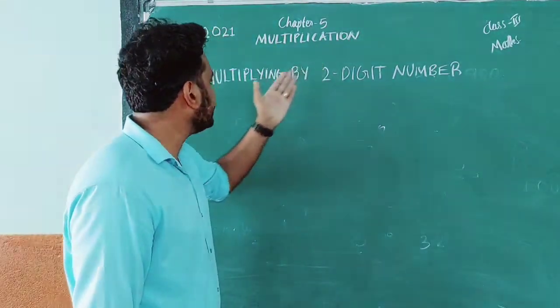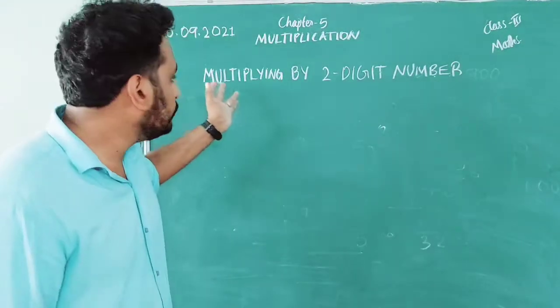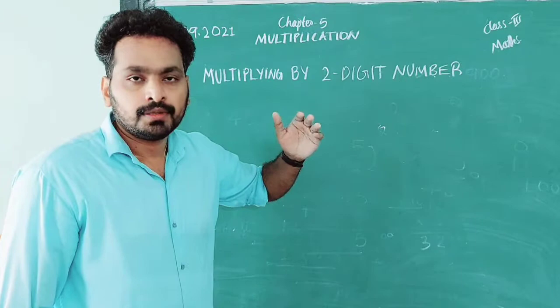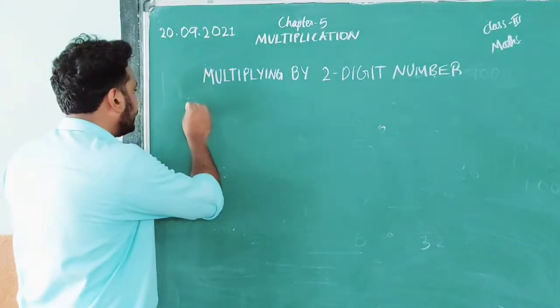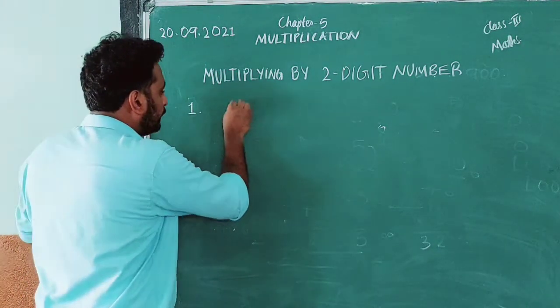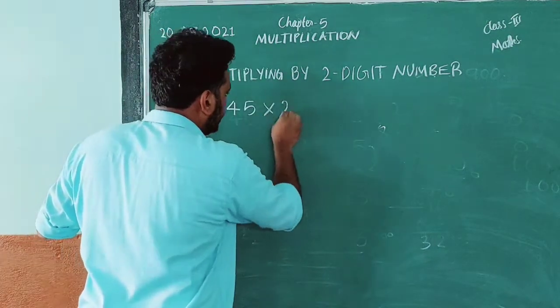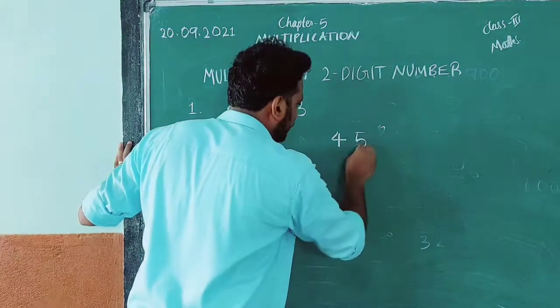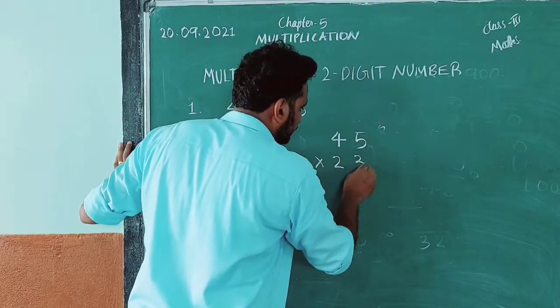Chapter 5, Multiplication. Students, our new topic is multiplying by a two-digit number. So let us start with an example. 45 into 23. Okay, let us do 45 into 23.